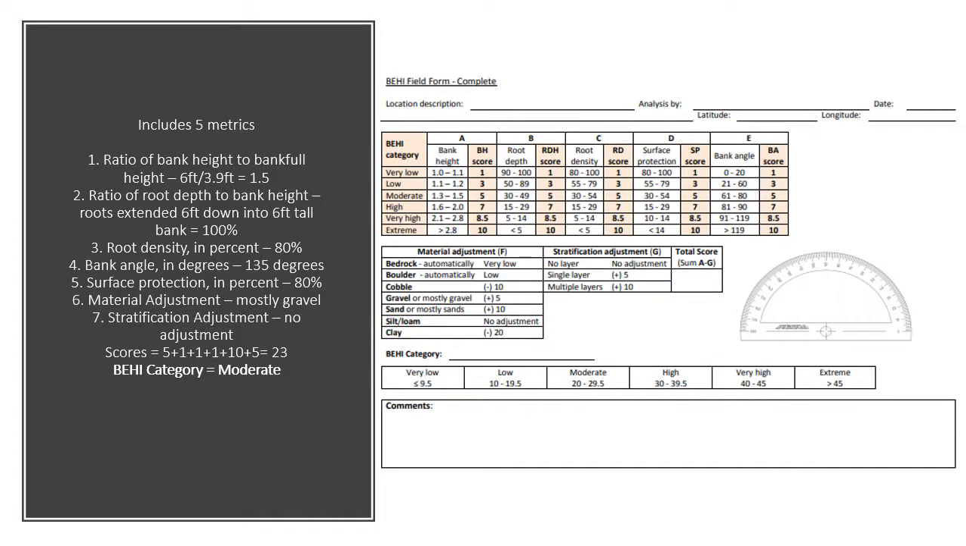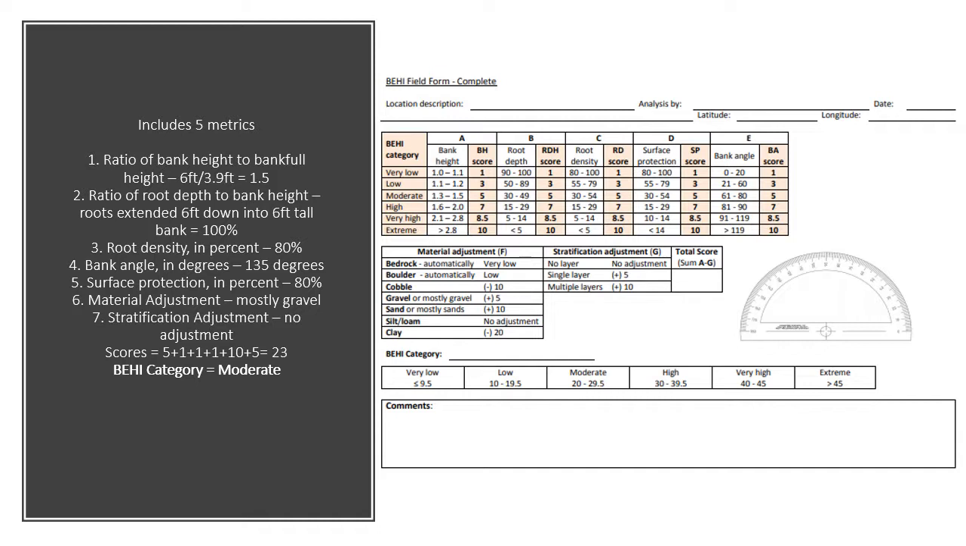So now getting into the BEHI field form, it includes 5 different metrics. The first one being bank height, then root depth, root density, surface protection, bank angle. Then we go down to material adjustment, depending on what your bed material would be. Mine would be gravel. Then you've got stratification adjustment, and then you can find your total score to find out the category of bank erosional hazard index that you're in.